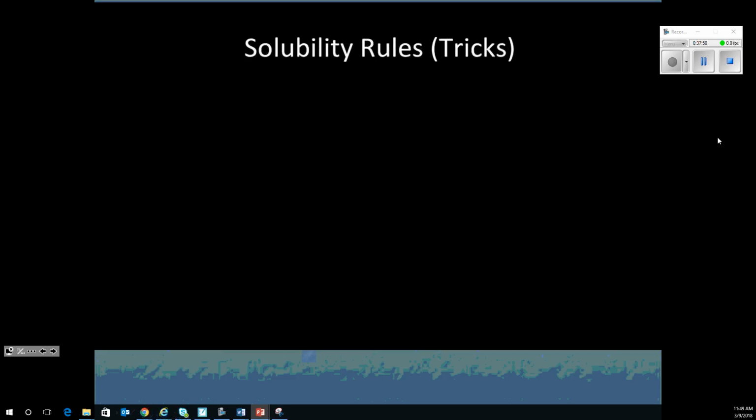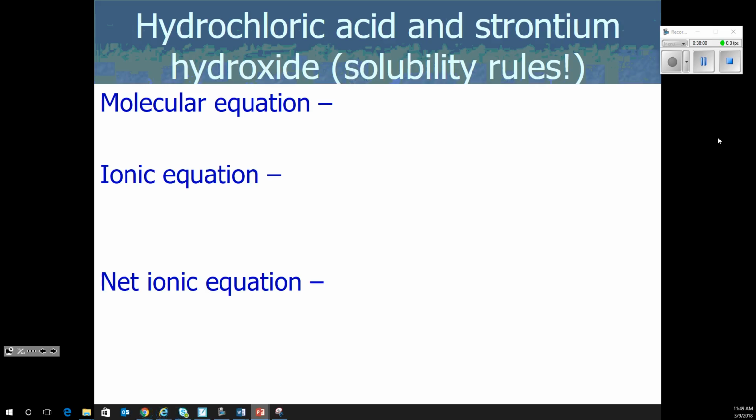We need to remember this when we're doing this because I'll put this video up if you don't remember it. I'm not going to take the time right now to go through it, but it will be up on your Canvas. So we need to be able to write molecular equations, ionic equations, and net ionic equations when we're doing acid-base. So hydrochloric acid, what's the formula? HCl. Okay, HCl plus strontium hydroxide. This is one of our strong bases.